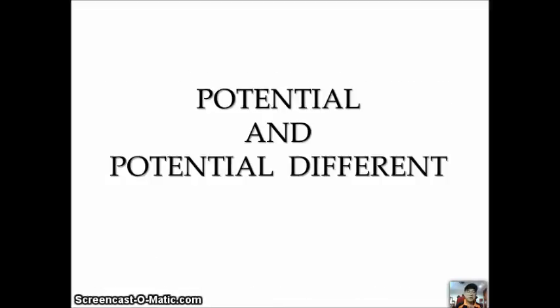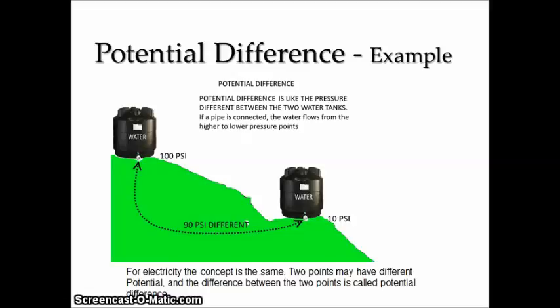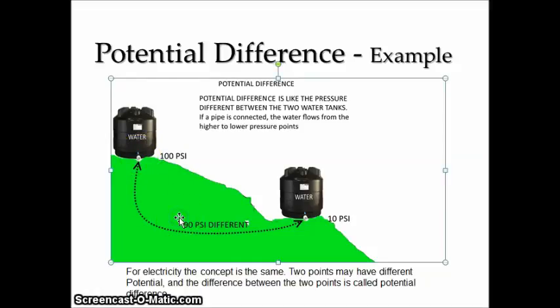First topic, potential difference. To understand potential difference, let us look at the water pressure at these two tanks. One tank is at 100 psi, and the second tank is at 10 psi. So between these two tanks, there is a potential difference of 90 psi. If we connect a pipe from the 100 psi tank to the 10 psi tank, then the water will flow from the higher pressure, 100 psi, to the lower pressure, 10 psi. The potential difference is 90 psi.